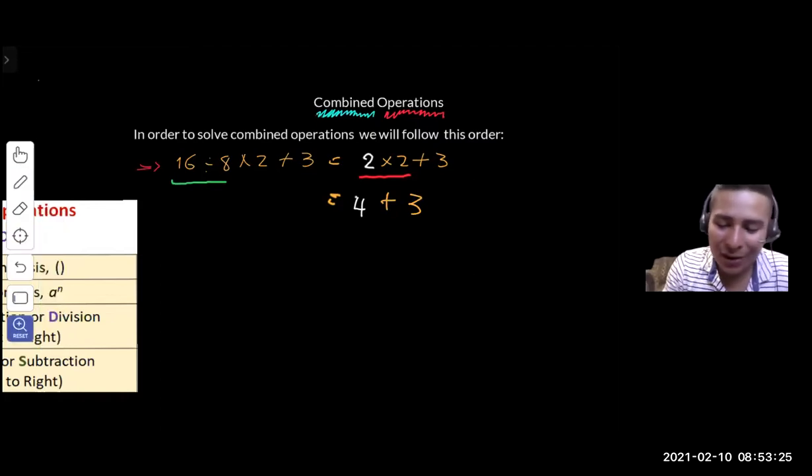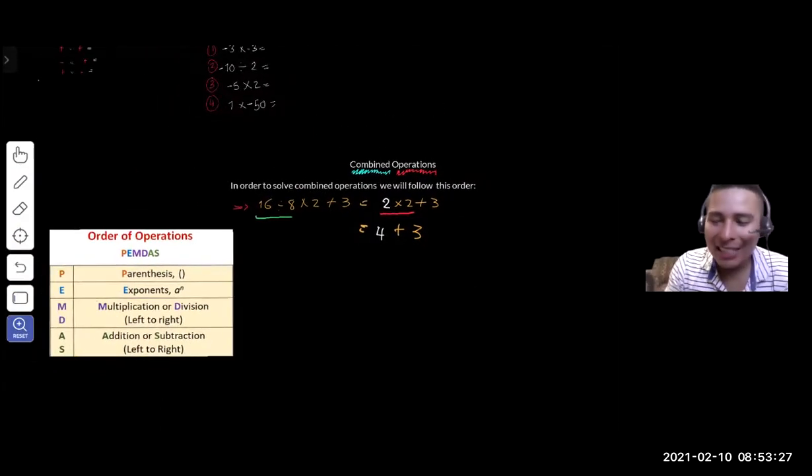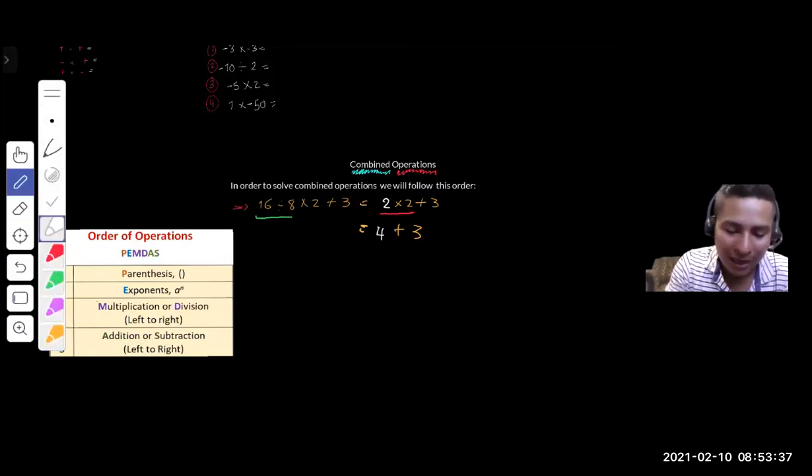Okay, guys, take a look. Now we have a single operation, which is an addition. We go to the next level. This is the next layer, and we have addition or subtraction. We only have an addition. What is that equal to, guys? 7. Thank you. 4 plus 3 is equal to 7.